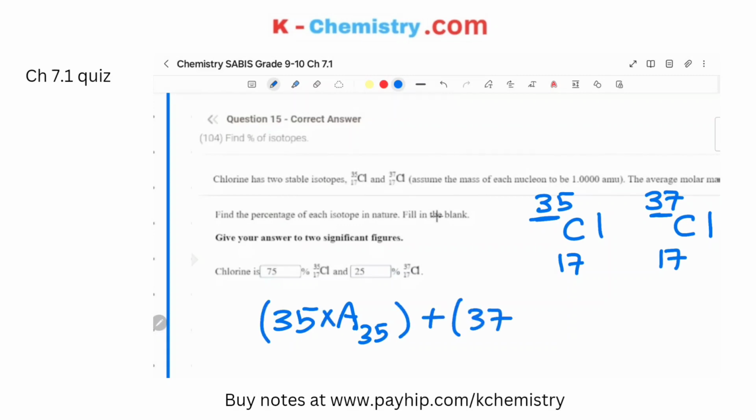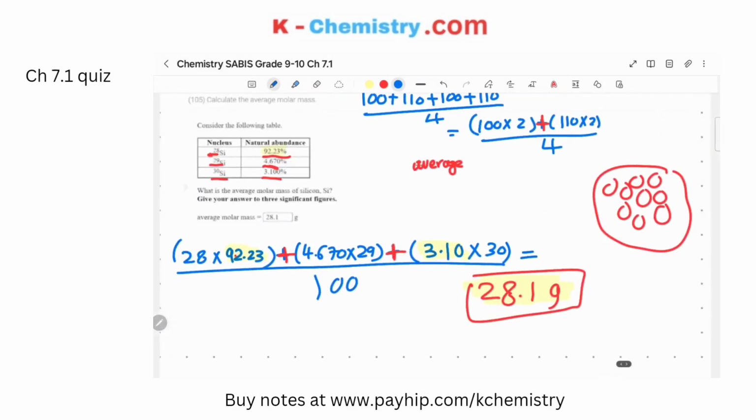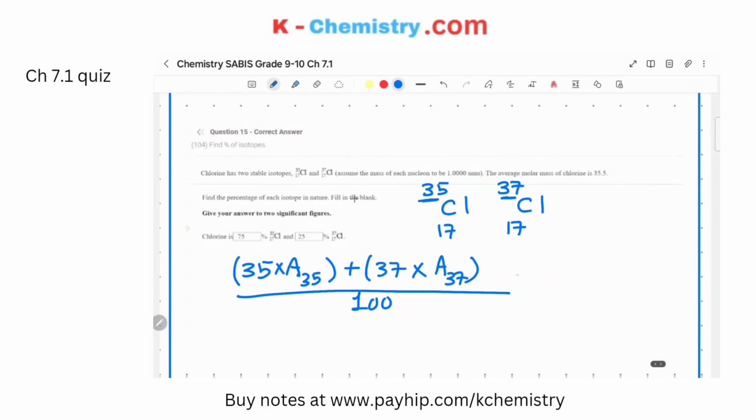I don't know what is the abundance of 37. I cannot say A 35. I cannot give a value like that, because if I give another unknown, I will have 2 unknowns. So multiplied by what? This is the abundance of 37. But now I have 2 unknowns. It's very difficult. And what is the percentage again? Over 100. You said here over 100. Okay, how can I make these 2 into 1 unknown so I can solve it?